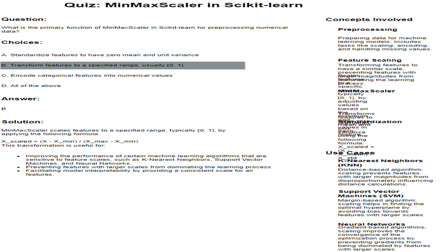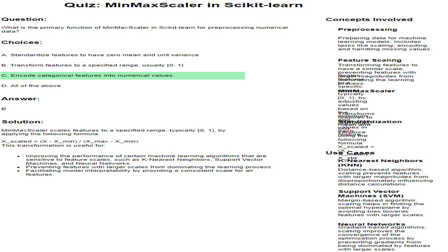B. Transform features to a specified range, usually 0, 1. C. Encode categorical features into numerical values. D. All of the above.